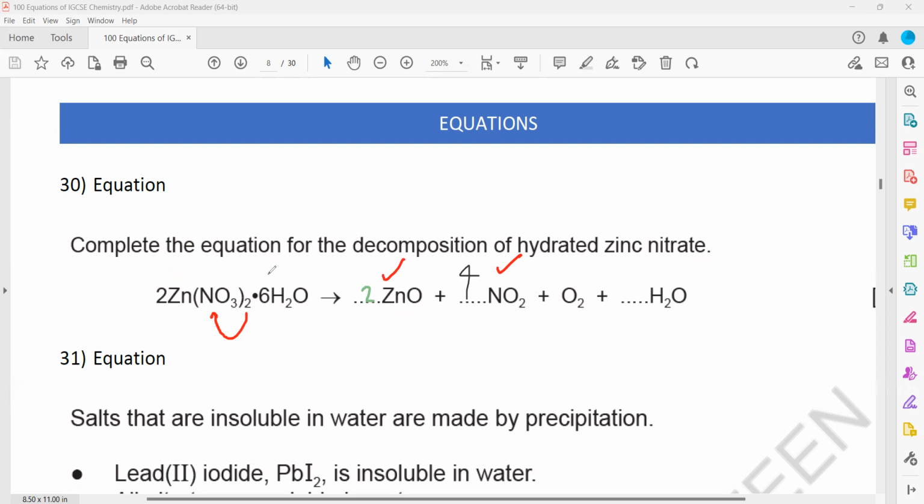Then what about hydrogen? How many hydrogens are there? This is 6 multiplied by 2, 12. And then 12 multiplied by 2 makes 24. So we want 24 hydrogen. So it should be 12 there. So now this equation is balanced in terms of all the elements. Is it clear, this one?